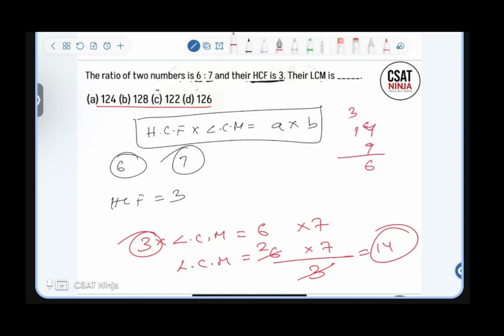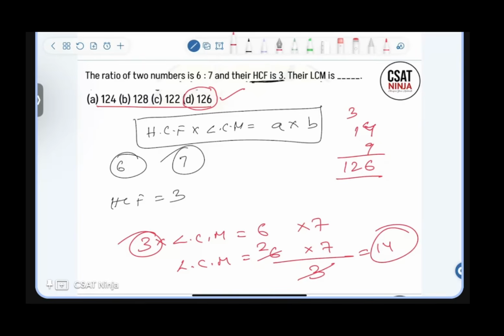14 times 9: 4 36, 6 3 9, 9 1 9, 12, 126. So directly by multiplying, this 126 is a multiple of 14, which means I can say that this can be the LCM of these two numbers. Remember, 6 and 7 is not the exact number here. 6 is to 7.